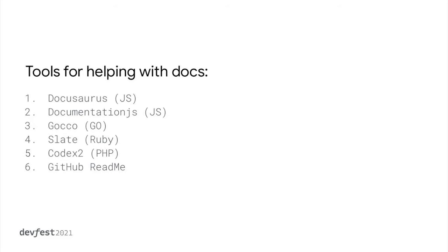I get that. But in some instances, you want to use something that has more exposure, where you have more flexibility when trying to create documentation, right? So there are things like Docusaurus that you can use. There is Documentation.js. These two are for documenting your JS libraries and tools. Then the next one is Goko. For those that write Go, you can use Goko. For those who write Ruby, there's Slate, Codex2 for PHP, and GitHub README.